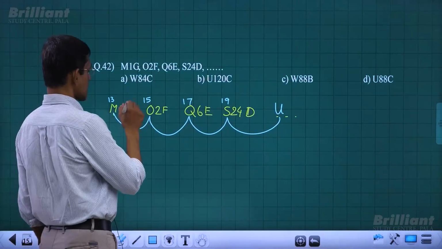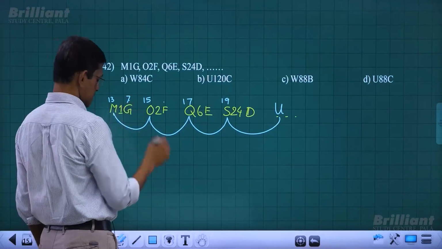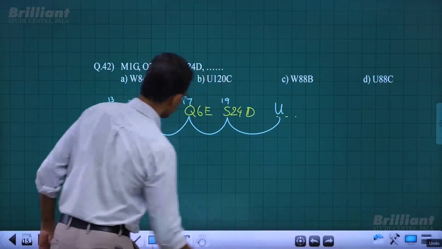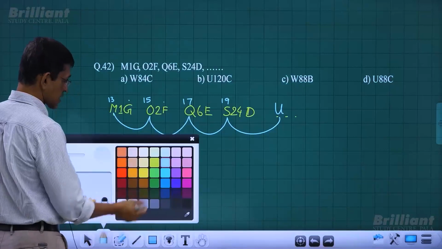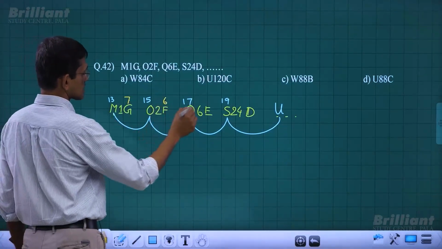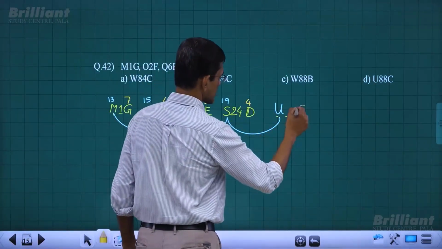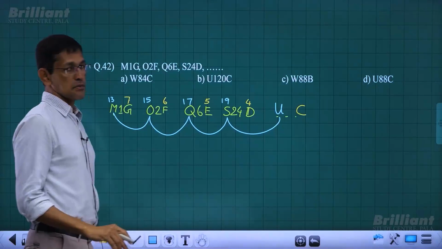Now, second letter G, F. So G is what? 7. Let's go for a different color, so that's easy for us to highlight or easy for us to identify. 7, this is 6, this is 5, this is 4, and naturally this one must be 3. So C.